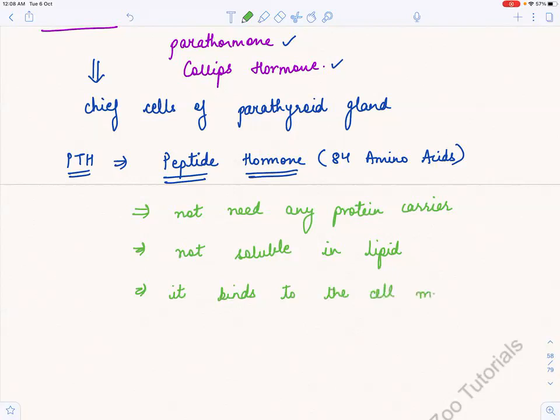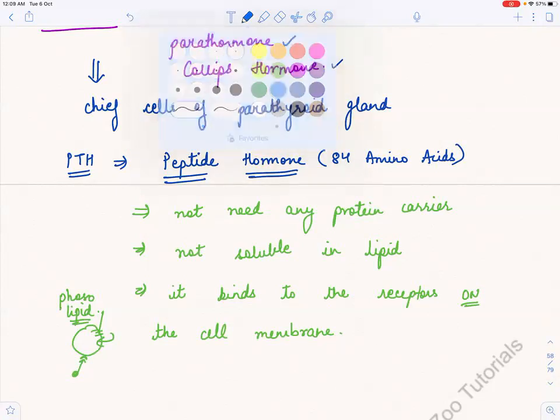This parathormone, which is a peptide hormone, binds to the receptors on the cell membrane, right? We have done this because it is not soluble in lipid, and the cell membrane is made up of phospholipid, right? So it cannot cross this. So there will be a special receptor, and this hormone will come and join it. This peptide, this parathormone, right?